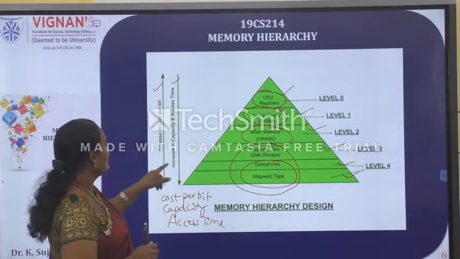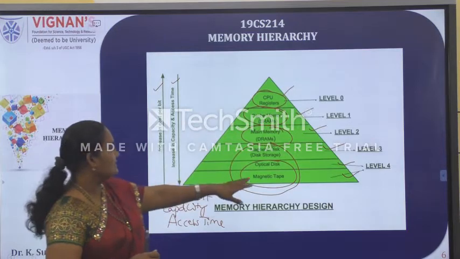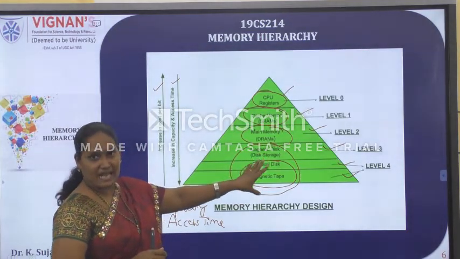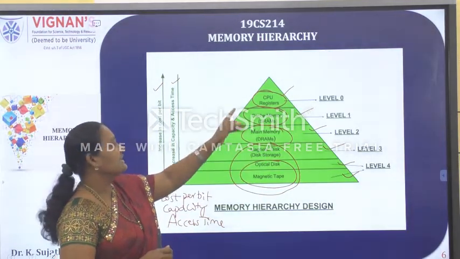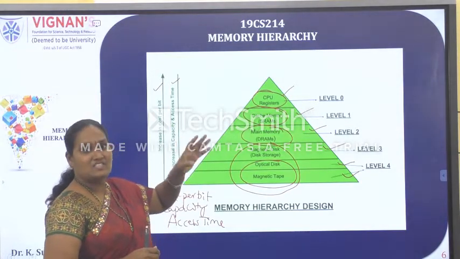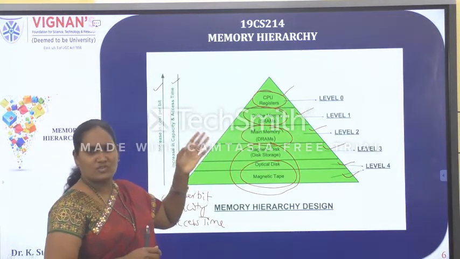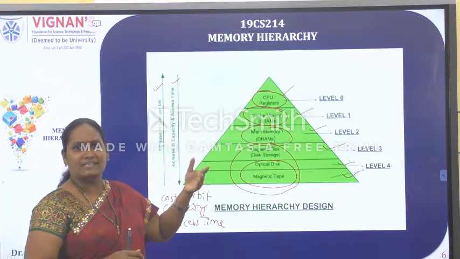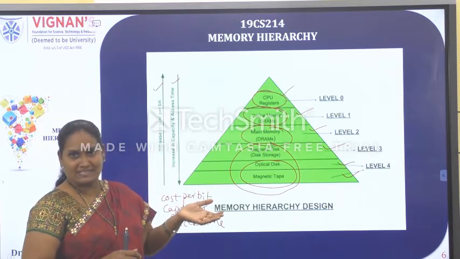And coming to capacity, the secondary storage devices have larger capacity when compared to the registers. Registers, based on their size, can hold either 8 bits or 16 bits or 32 bits, like that.